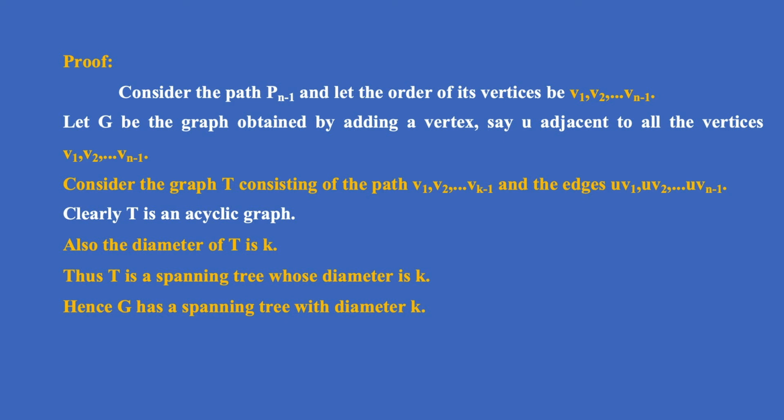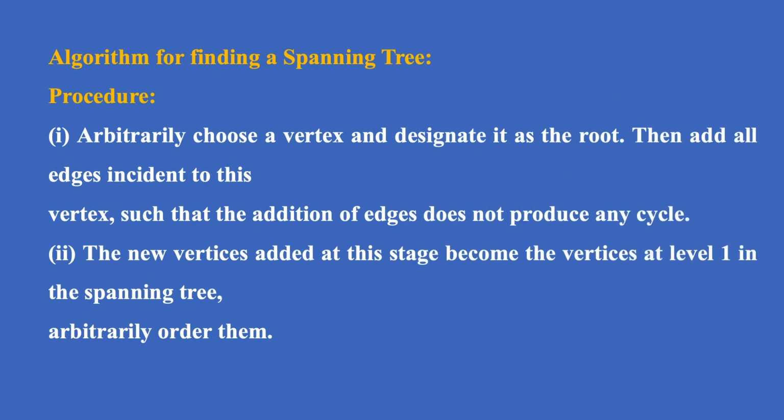Consider the graph T consisting of the path v1, v2, and so on up to v(k-1) and the edges uv1, uv2, and so on up to uv(n-1). Clearly, T is an acyclic graph. Also, the diameter of T is k. Thus, T is a spanning tree whose diameter is k. Hence, G has a spanning tree with diameter k. We have some more propositions too regarding the spanning tree in the script. You can refer to them.